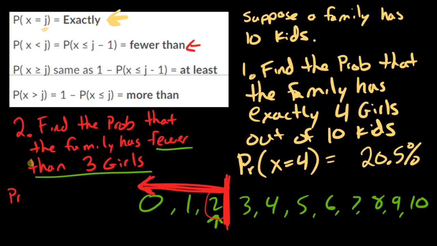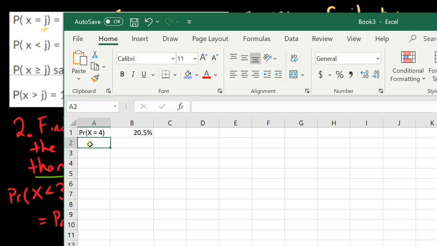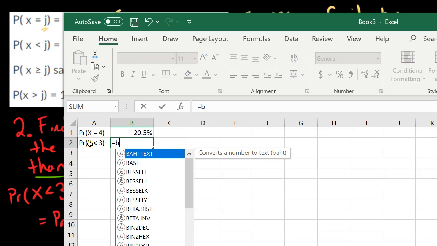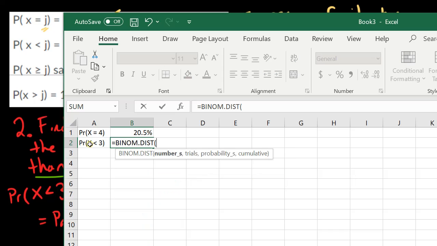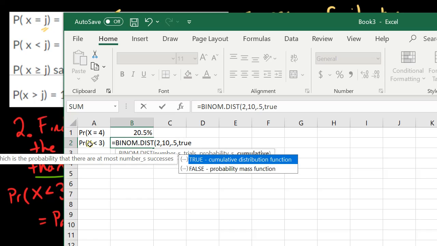So this is what I just figured out. The probability that x is less than 3 is the same thing as the probability that x is less than or equal to 2. And this less than or equal to 2 is what I can calculate in Excel. I can't calculate less than 3 directly in Excel. I have to do less than or equal to 2 because that is a cumulative probability distribution function. So let's go to Excel and type in probability that x is less than 3, equals binom.dist, and we're going to write 2, not 3, but 2. Then 10, 0.5 is the probability of success, and we're writing true because we're doing less than or equal to 2.